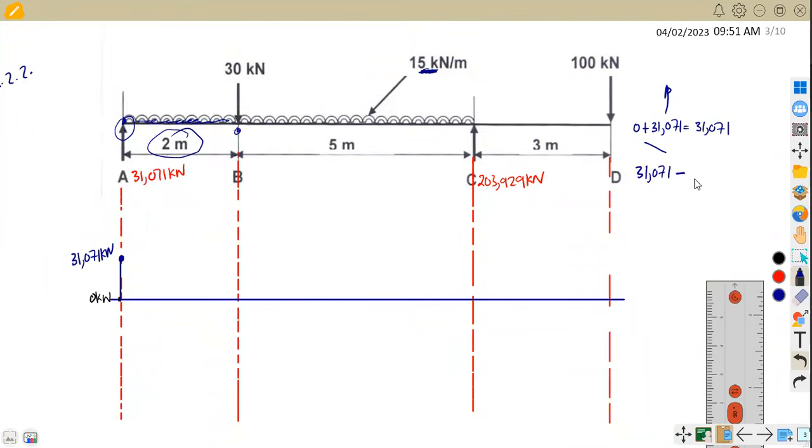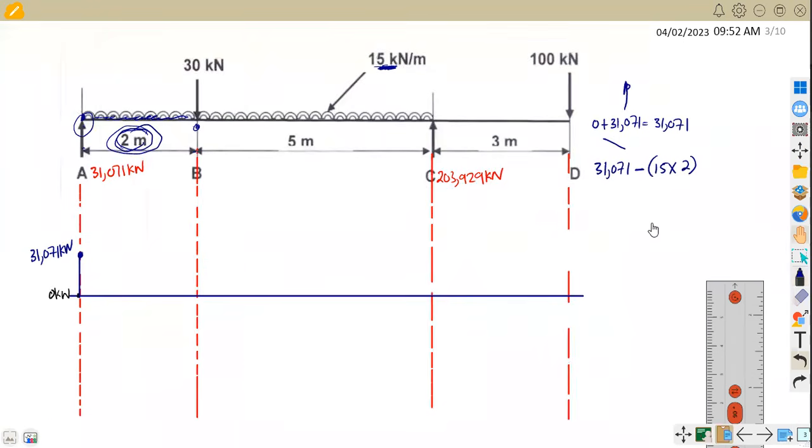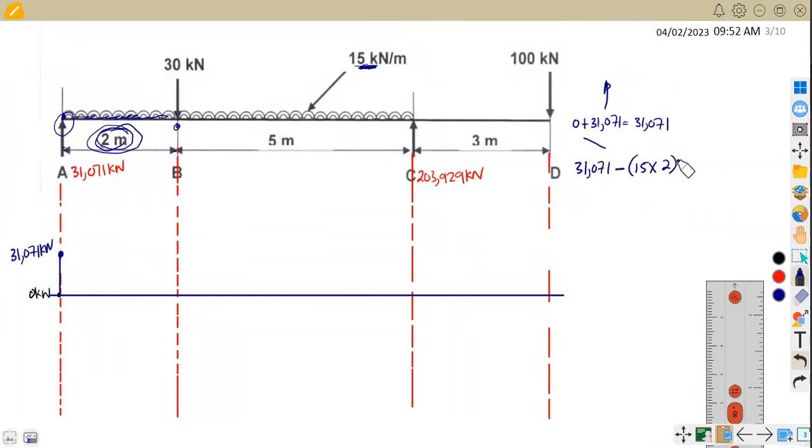So at 31.071, we are going to subtract the 15 kilonewton per meter, but multiplied by 2 meters. It's affecting for these 2 meters from A to B. So this is going to be 15 times 2 like this. Okay, so if we subtract this part here properly, we are going to have 1,071 kilonewton. That is where we are now.